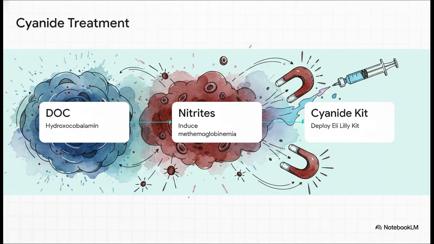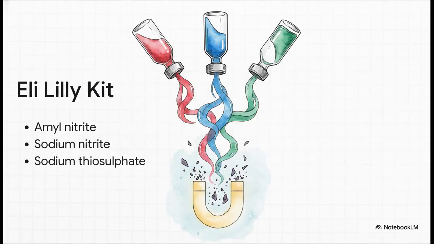Then you deploy the Eli Lilly cyanide kit. Let's unpack that kit. It contains amyl nitrate, sodium nitrate, and sodium thiosulfate. This specific trio of chemicals works in perfect choreography. The nitrates create that methemoglobin magnet we just talked about, and then the sodium thiosulfate swoops in to convert the trapped cyanide into a harmless compound. Then the body can just easily flush it from the system. It's such an elegant, orchestrated rescue.